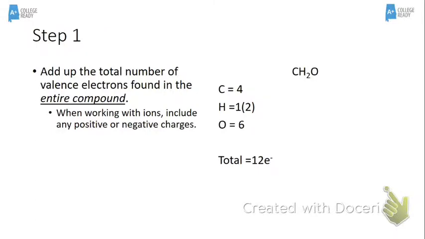So there are several steps to this. The first step is that we need to add up the total number of valence electrons found in the entire compound. So here we have carbon, hydrogen, and oxygen. This is formaldehyde. We have 2 hydrogens, so we have to make sure that we take both of those into account. So the total number of electrons that we get will be 12 electrons.